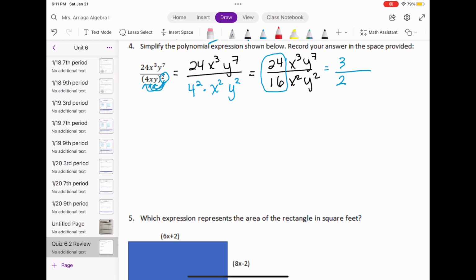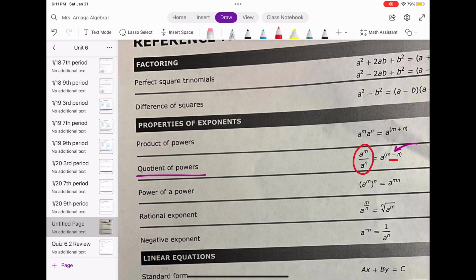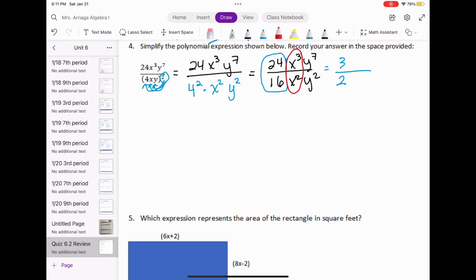Now let's continue by dividing the x's. Remember, the quotient of power rule says when you divide the same base, you subtract the exponents. So 3 minus 2 equals 1. So we write x to the 1. Now let's divide those y's. Using the same rule, 7 minus 2 gives you 5. So the answer is y to the 5.